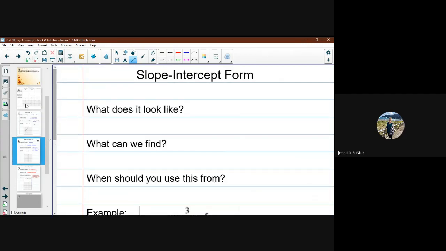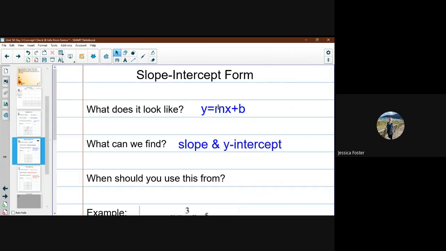Slope-intercept form. So going back to the table that you have there, our first column, what does it look like? Well, slope-intercept form, we talked about that on day 1. That is y equals mx plus b, where m represents our slope and b represents our y-intercept. What can we find when something's written in slope-intercept form? This one's named really well because if something's written in slope-intercept form, we can identify both the slope, our m, and our y-intercept, our b.